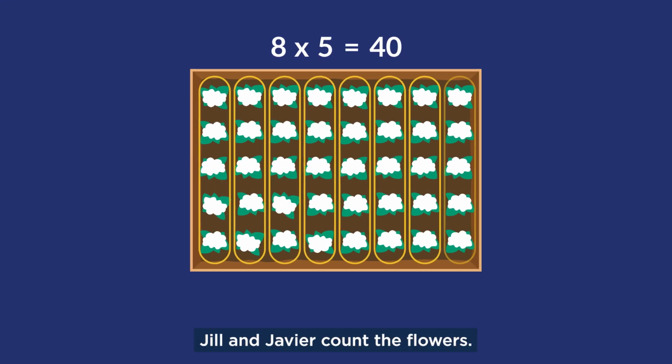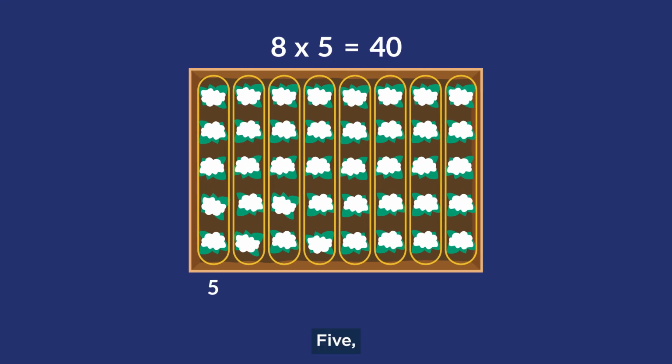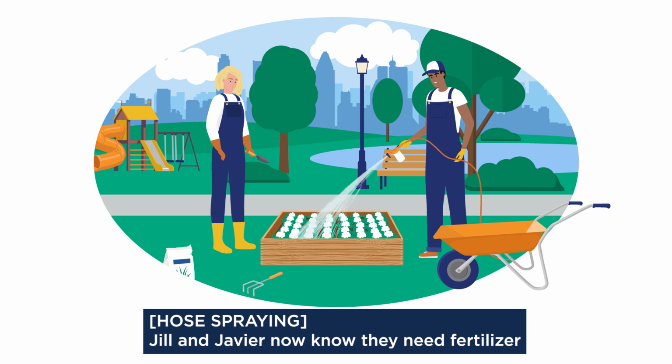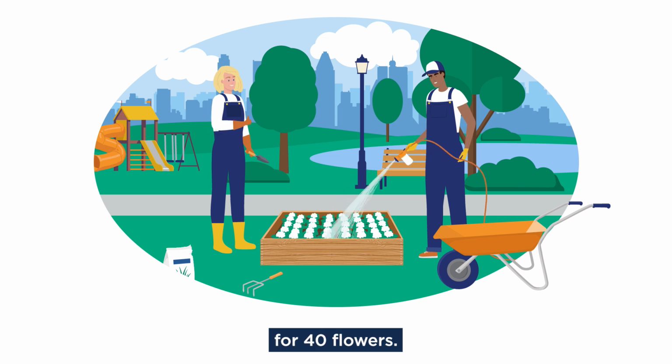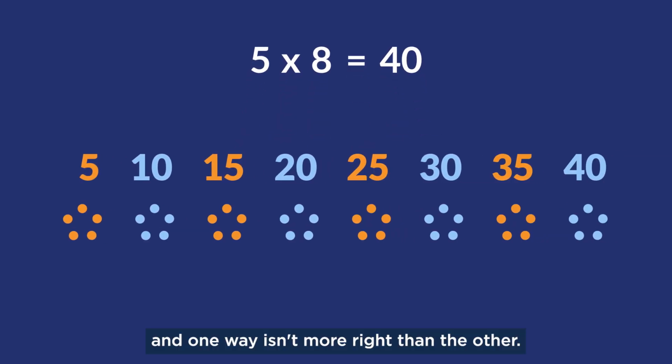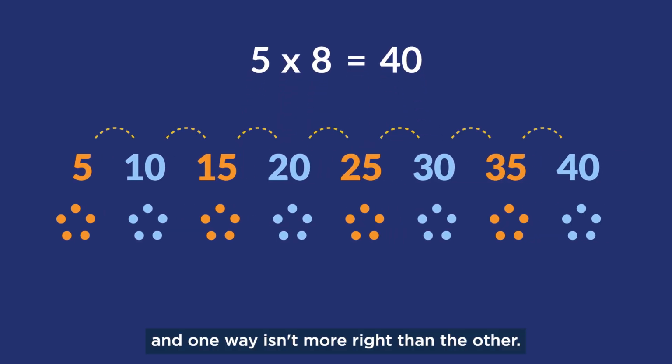Jill and Javier count the flowers: 5, 10, 15, 20, 25, 30, 35, 40. Jill and Javier now know they need fertilizer for 40 flowers. Remember, there are different ways to think about multiplication, and one way isn't more right than the other.